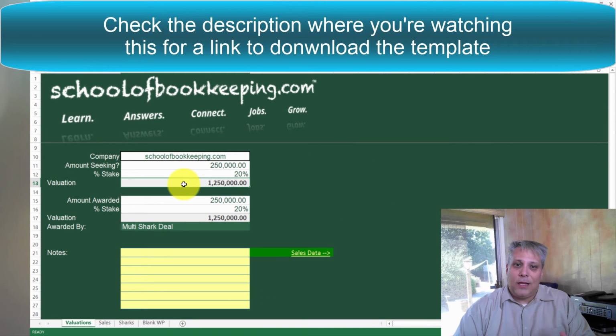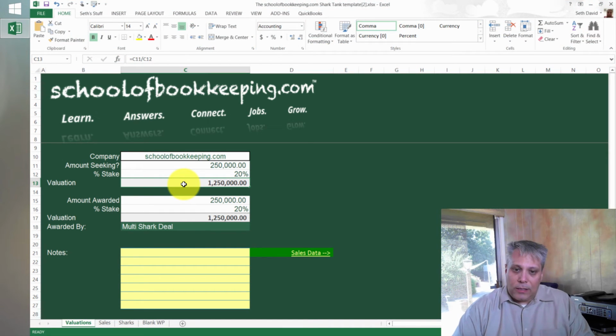So that's the first thing that the sharks want to know: how much are you valuing your company? Now the whole rest of the presentation is basically aimed at selling them on that valuation. First they have to sell them on the idea, and then if they like the idea, they get into the numbers, and that's usually the very next thing they'll ask about.